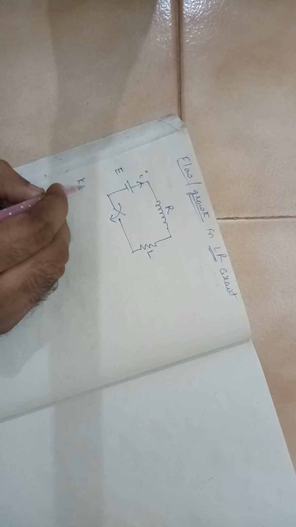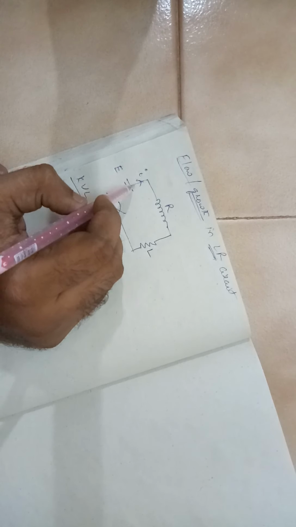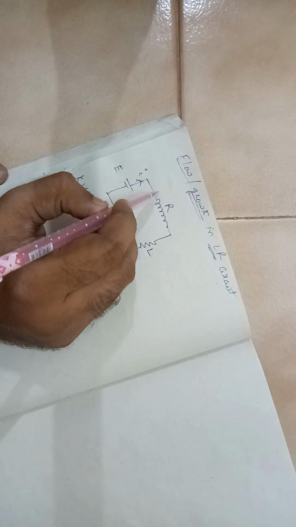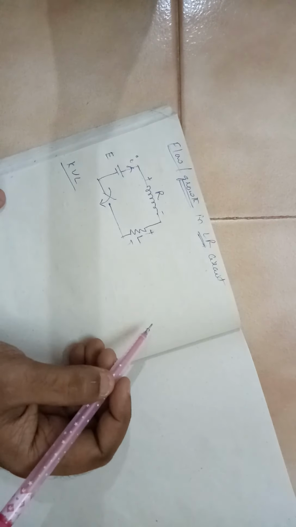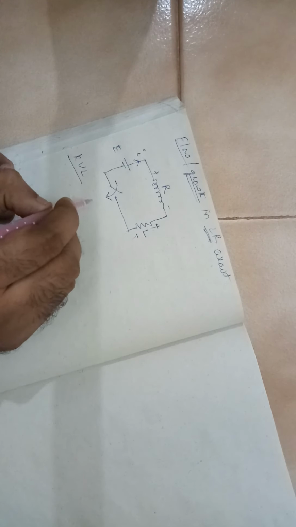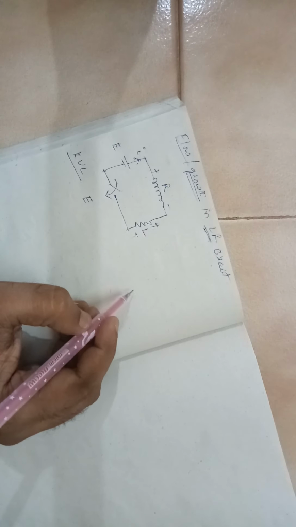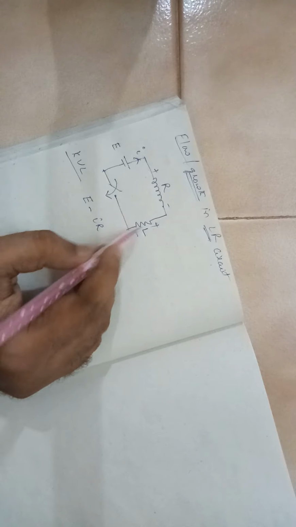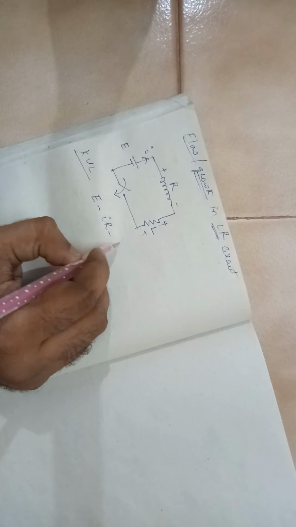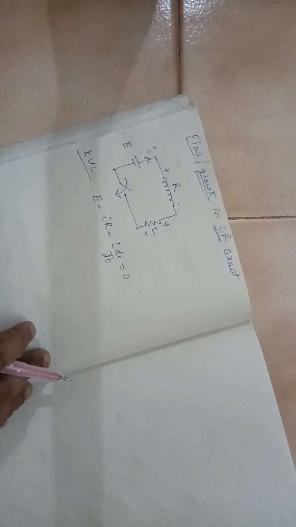So we'll apply KVL. Here the flow of current is like this. The current is increasing in this direction. So this is plus minus. So this is plus minus. So what equation will I get? If I am applying from this point, then it is E, positive to negative to positive. There is a rise, there is a drop here, and I am assuming there is a drop here also. So this will be L di by dt is equal to 0.